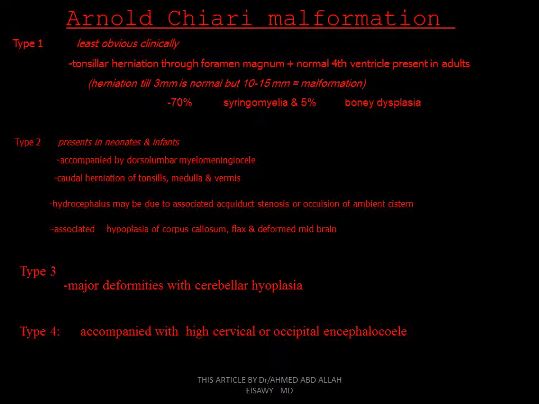Syntelencephaly. Arnold Chiari malformation has 4 types. Type 1: tonsillar herniation through the foramen magnum with a normal fourth ventricle, present in adults, with 70% syringomyelia and 5% bony dysplasia. Type 2 presents in neonates and infants, accompanied by lumbar myelomeningocele, caudal herniation of tonsils, and medulla. Hydrocephalus may be due to associated aqueduct stenosis, associated with hypoplasia of the corpus callosum, falx, and deformed midbrain. Type 3: major deformities with cerebellar hypoplasia. Type 4: accompanied with high cervical or occipital encephalocele.